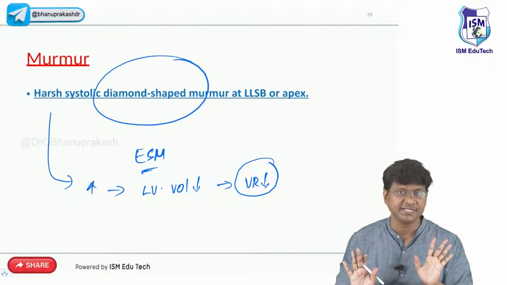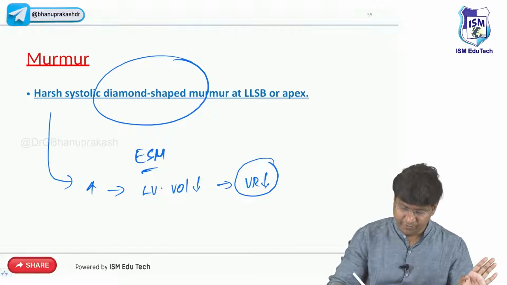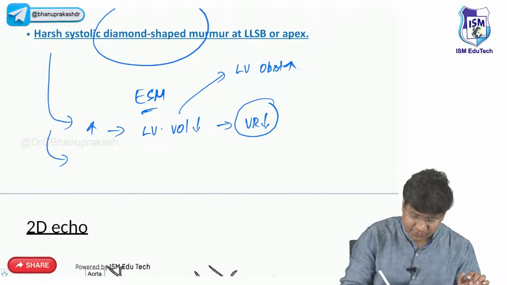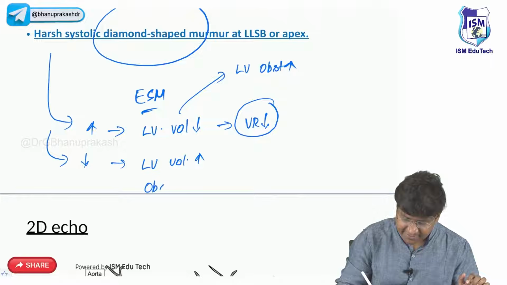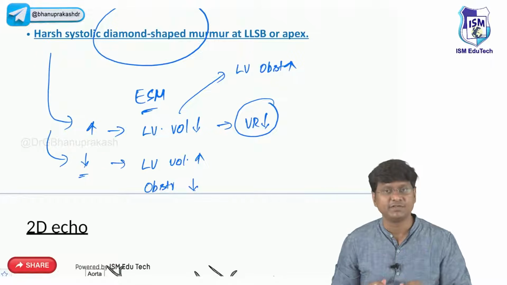Any condition which is decreasing venous return, or any condition which is increasing the obstruction. So whenever the LV volume decreases, the LV obstruction increases, and thereby the murmur increases. And the conditions where the murmur decreases are whenever the LV volume increases, and whenever the obstruction decreases, then the intensity of the murmur also decreases.